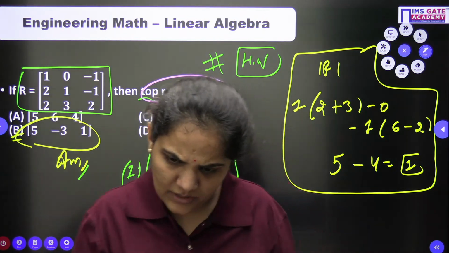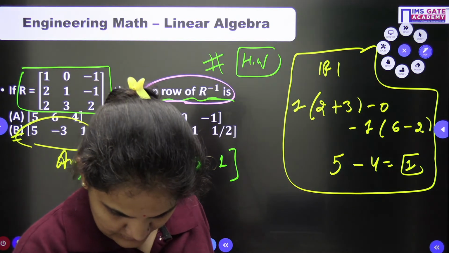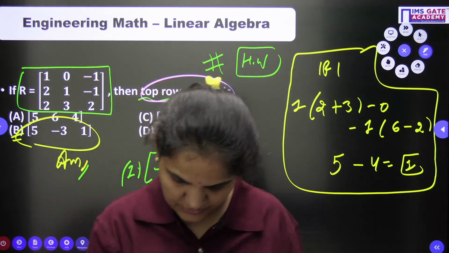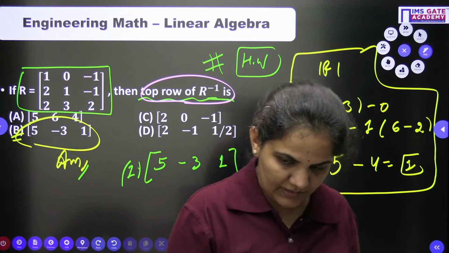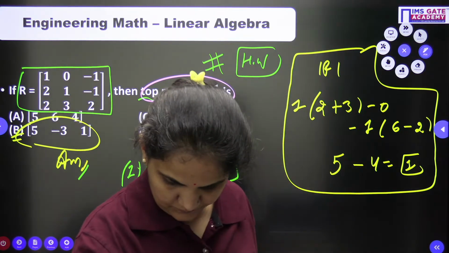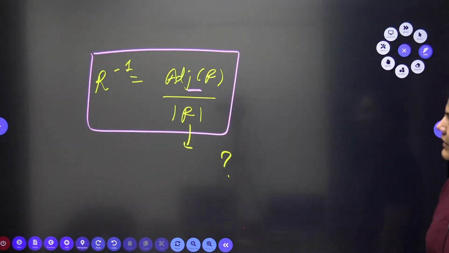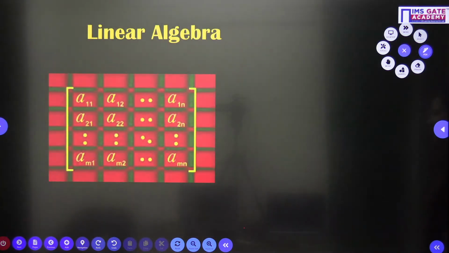So there is no need to check the options. Why check the options, beta? We can directly approach it. Clear? Alright. Now let's go. I hope this one is clear to everyone.